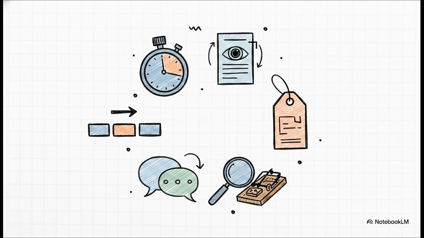Fifth is trap detection, which we'll get to in just a second. And sixth, sequential answer order rules. You absolutely must know which question types flow in chronological order and which ones just jump all over the place.